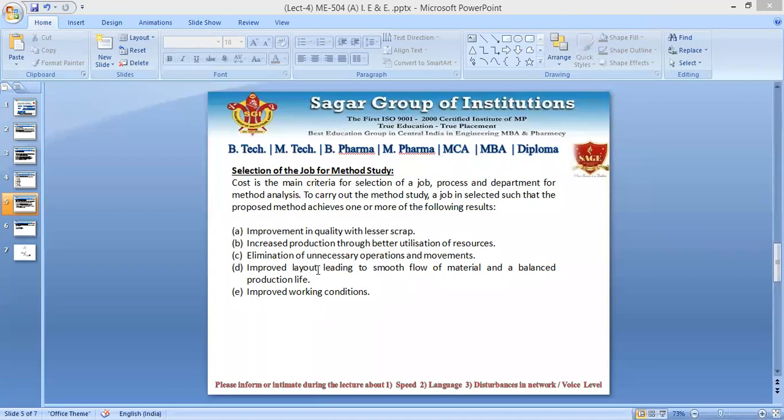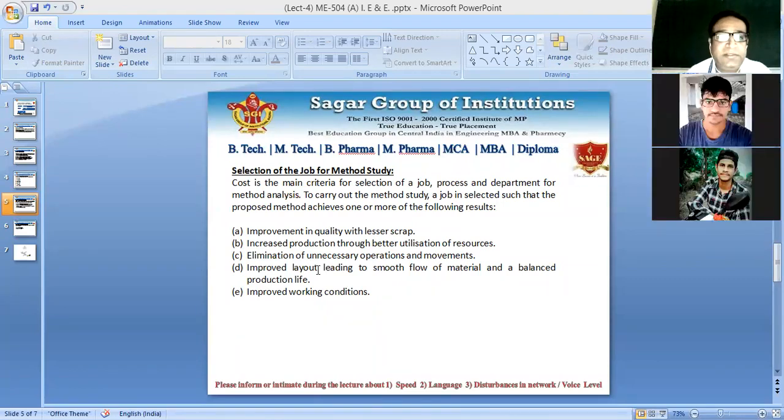Waste. So in that, our raw material cost is gone, the production cost is gone, and the labor cost is gone, the time cost is gone, the process cost is gone. Whatever costing we have, that is gone in waste. So that has to be reduced with improved quality of the finished goods. Then comes the increased production through better utilization of resources.